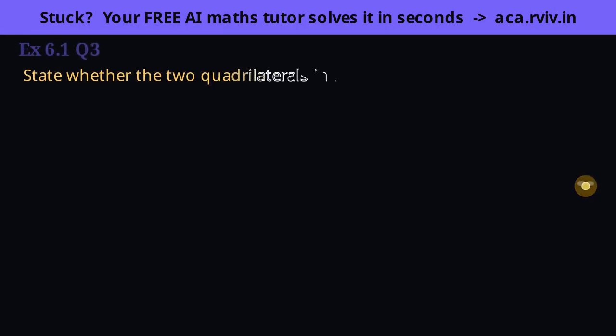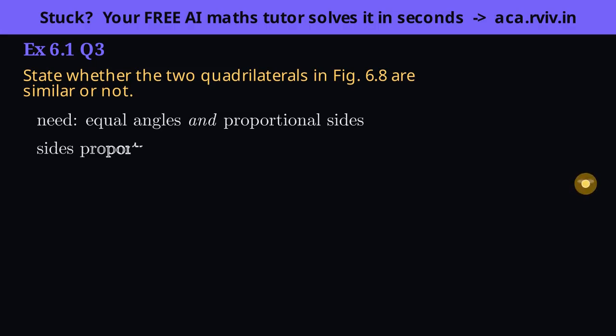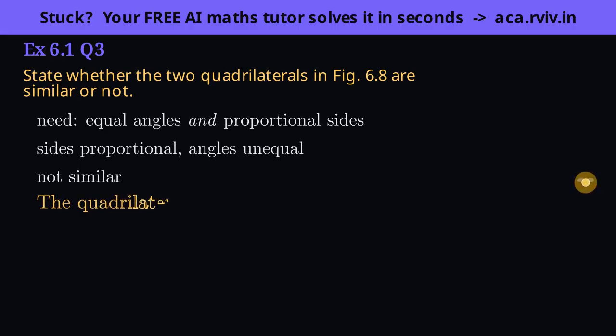Similarity demands both conditions at once. Check each. Set up to be similar, quadrilaterals need equal corresponding angles and proportional corresponding sides. One alone is not enough. In Fig. 6.8, the two quadrilaterals have their sides in the same ratio, but their corresponding angles are not equal. Since one of the two conditions fails, they cannot be called similar. Insight: similarity is a two-part test. Proportional sides alone or equal angles alone never suffices for polygons.